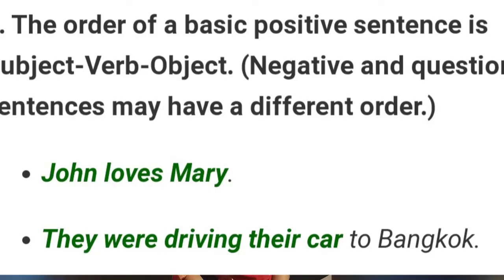I will also explain another sentence. They were driving their car to Bangkok. Here the subject is they, because who is driving the car? They. The verb is driving. As you all know, the doing word is known as the verb. So the verb here is driving. And what is the object here? What are they driving? They're driving a car. So car here is the object. So whenever we use such sentences, we need to follow the subject, verb and object rule. There needs to be a subject, then a verb, and then an object.